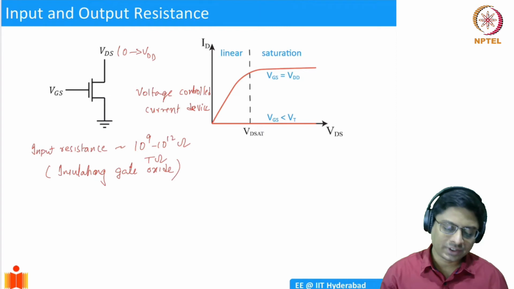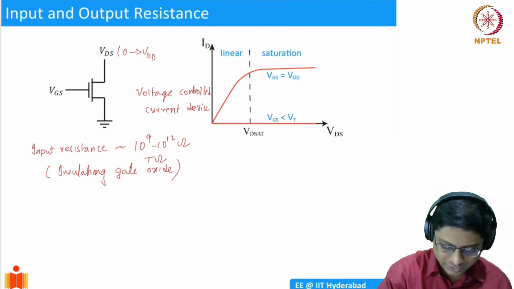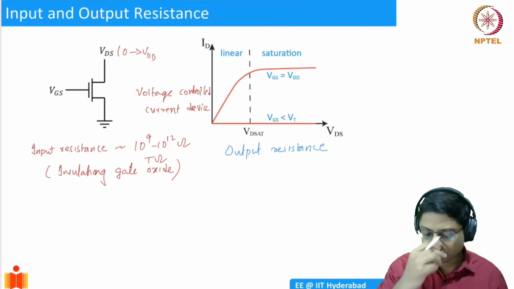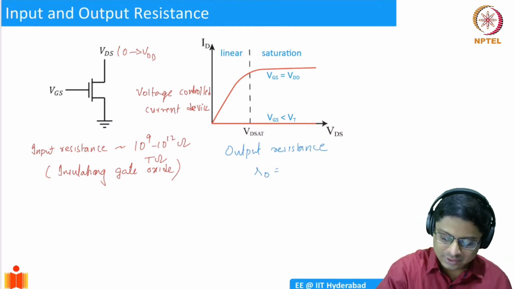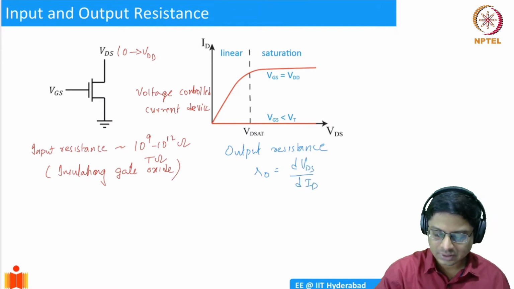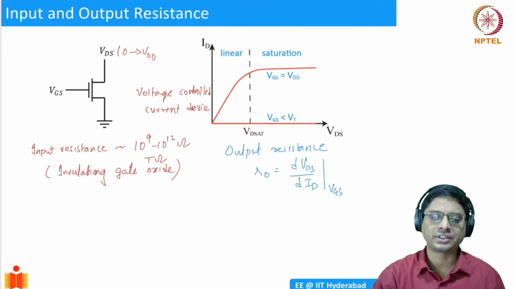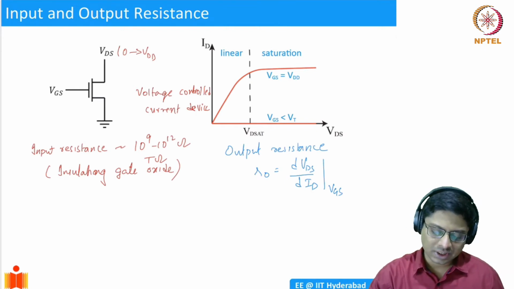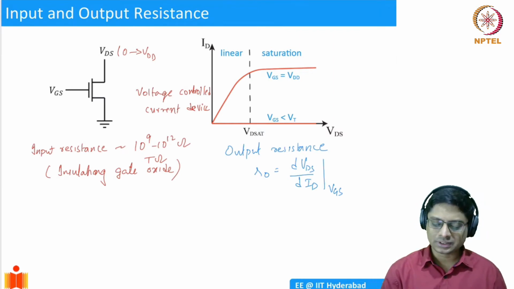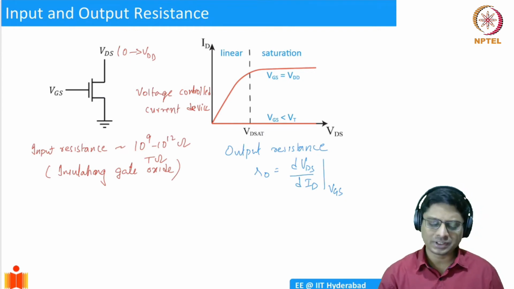The other important parameter is the output resistance. How do we define output resistance? Well, output resistance is defined as the derivative of VDS with respect to ID. Let's say this could be at a particular VGS. You fix a VGS and then calculate the derivative, and then you get the output resistance. So if your gate voltage was low, and the drain voltage was low, then you are in the linear regime and there's a constant resistance.